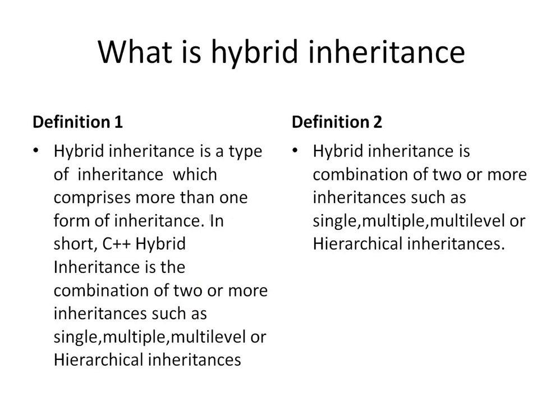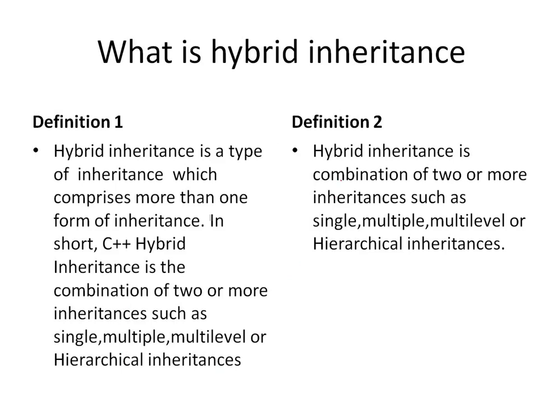Hybrid inheritance is a type of inheritance which comprises more than one form of inheritance. In short, C++ hybrid inheritance is the combination of two or more inheritances such as single inheritance, multiple inheritance, multi-level inheritance, or hierarchical inheritance. Now let us see simple definition, that is definition 2.